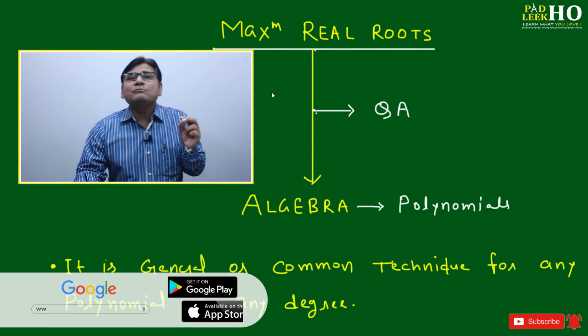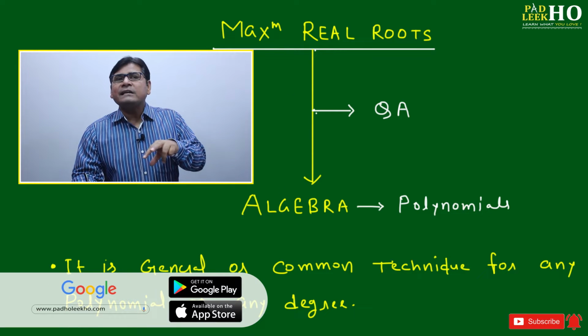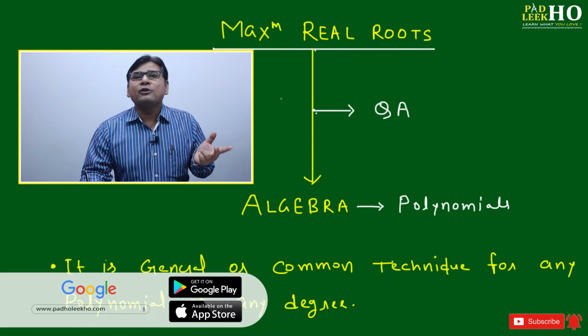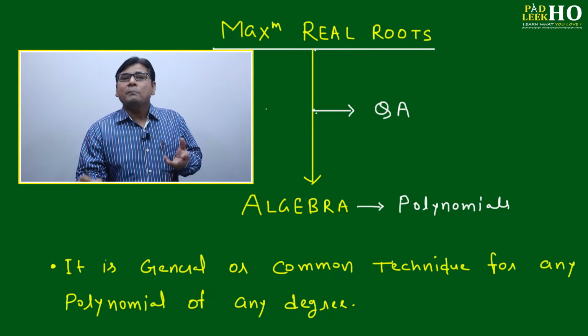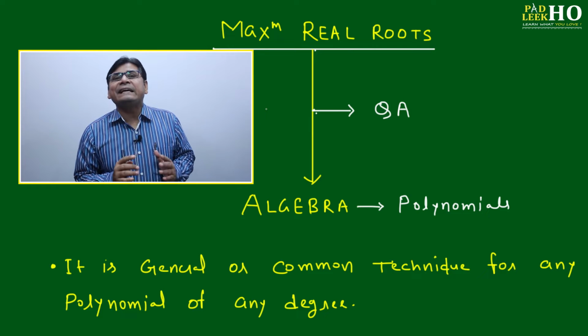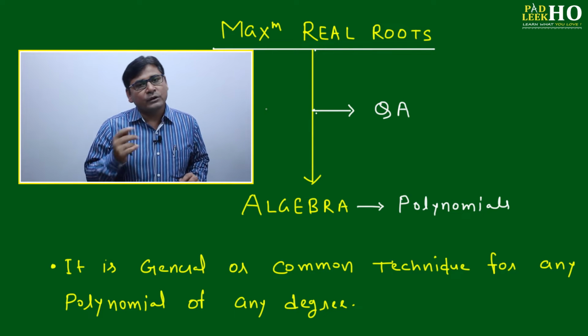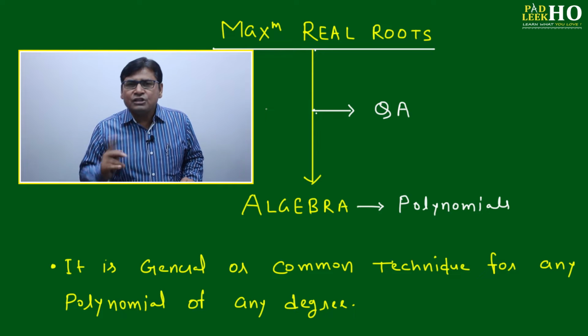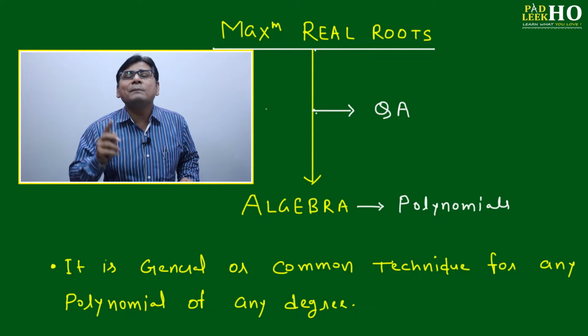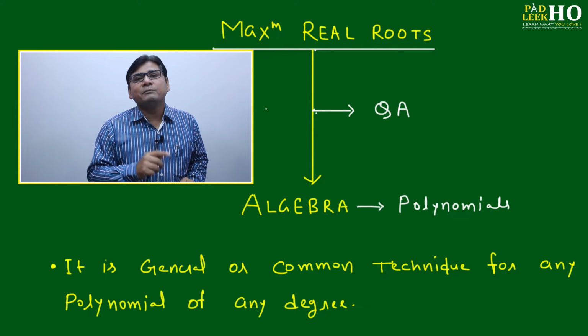Then how do we find the maximum real roots? And another point: if you are maximizing the number of real roots, then in the opposite way you are minimizing the number of imaginary roots. Because any polynomial of degree n may be a combination of real roots and imaginary roots. If you take the maximum real roots, it means minimum imaginary roots. Or just the opposite: if you take the maximum imaginary roots, it means the minimum number of real roots.